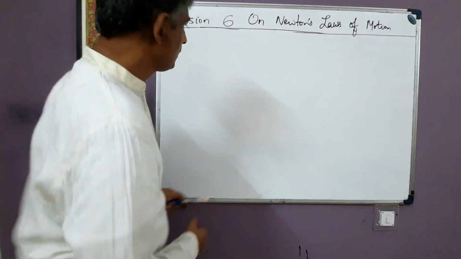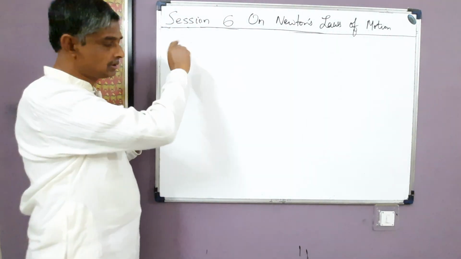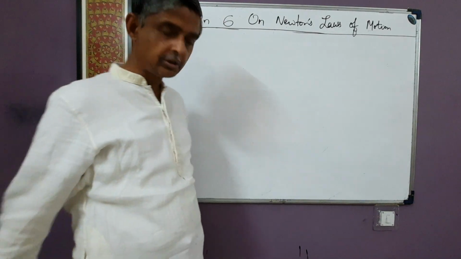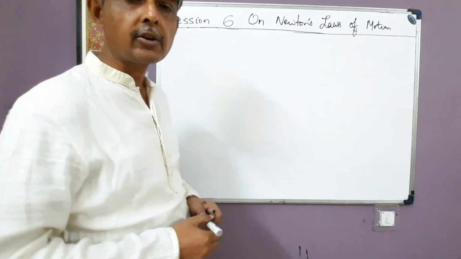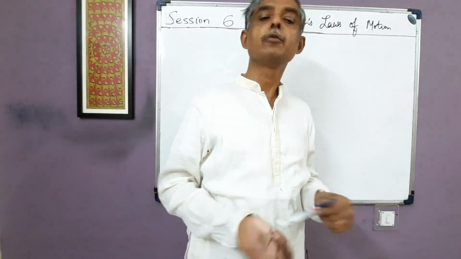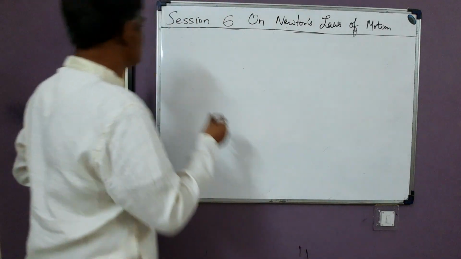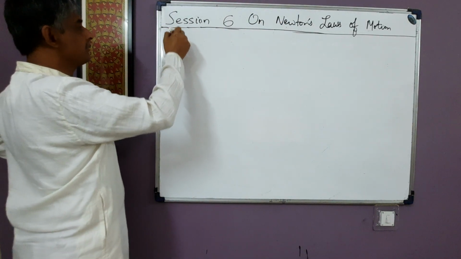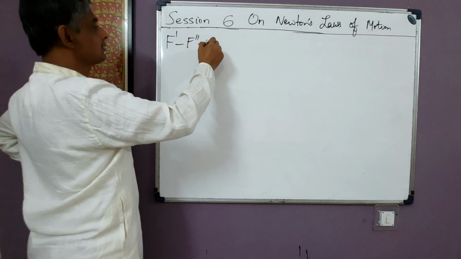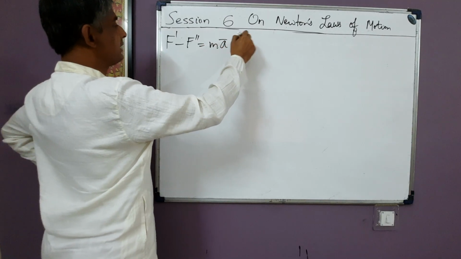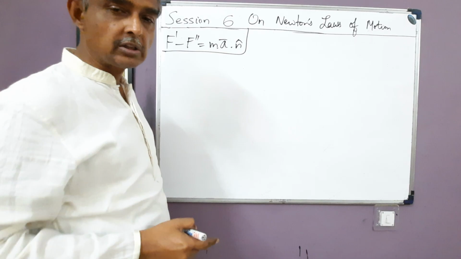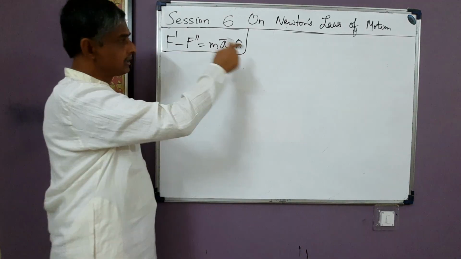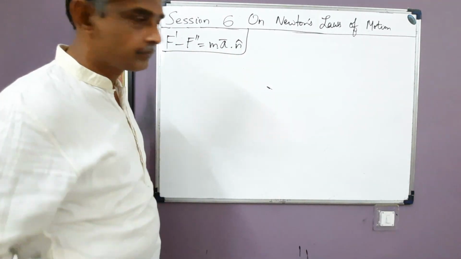So in this problem, I just write down the working formula for application of Newton's second law to a point as seen from an inertial frame, say the ground frame. That working formula is: F' minus F'' equals m a dot n hat. This is the working formula for Newton's second law applied to a point or a translating body along some direction, along which the unit vector is n hat.